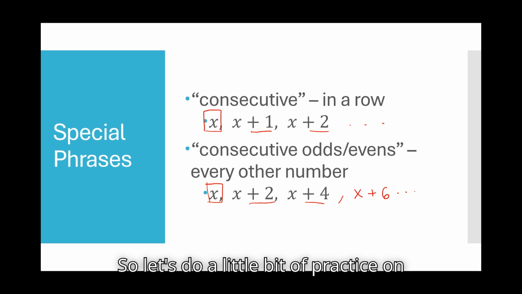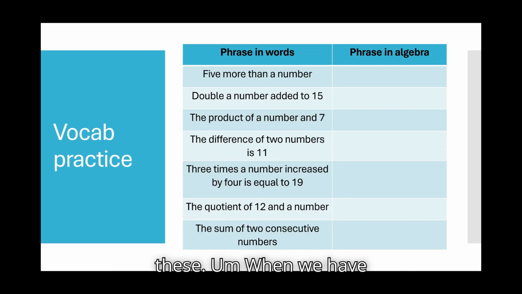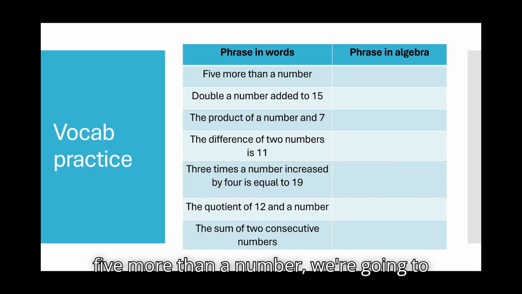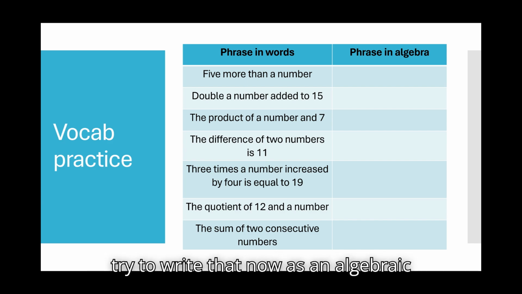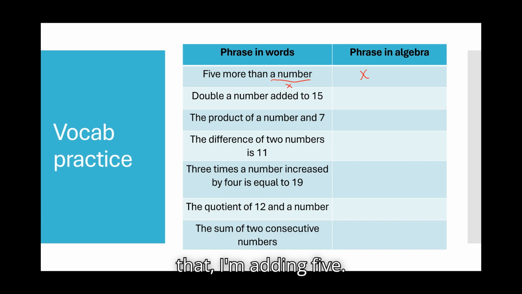So let's do a little bit of practice on these. When we have 5 more than a number, we're going to try to write that now as an algebraic sentence instead of an English sentence. So I'm going to use x as my a number. So I'm going to say that's x, and if I want 5 more than that, I'm adding 5.